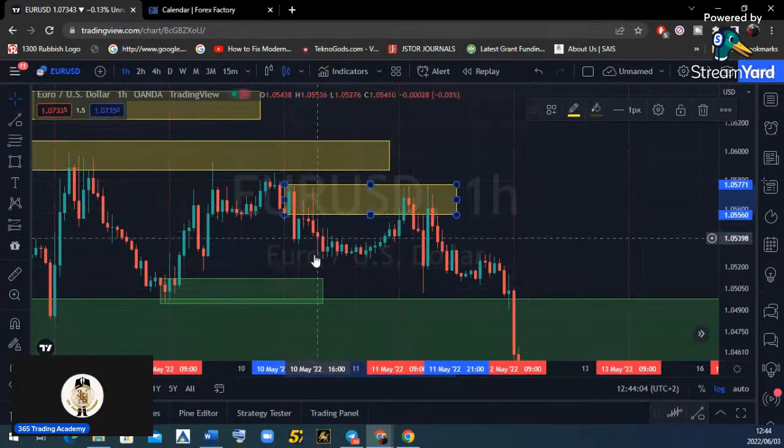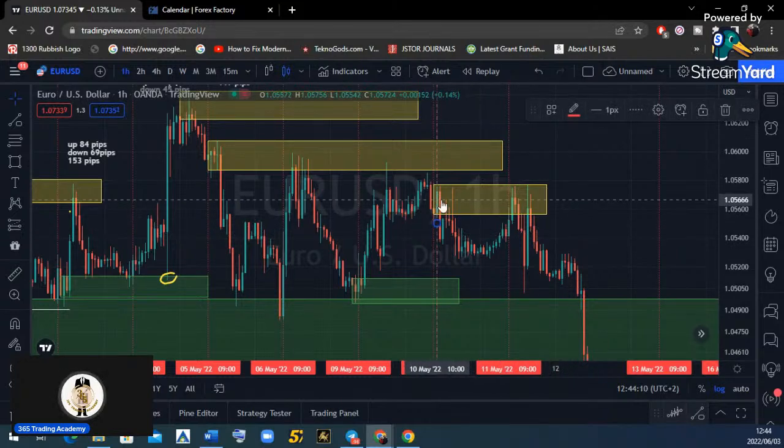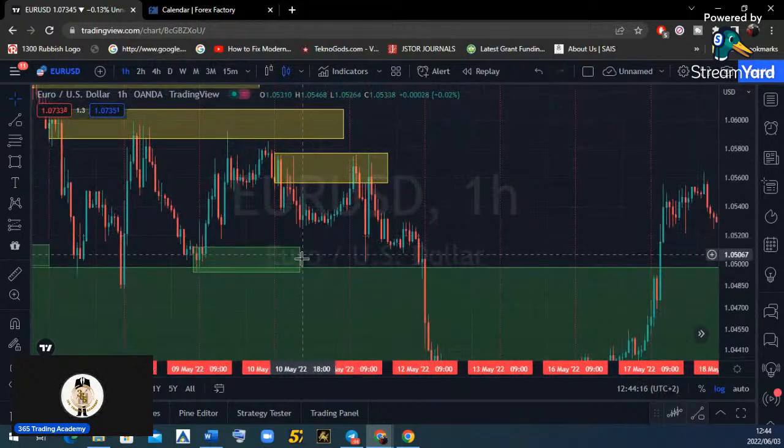This is quite evident on the 1 hour time frame. We're stopped by this supply. Now we've got another lower supply. And what price is going to keep doing is pushing price down. But to where?